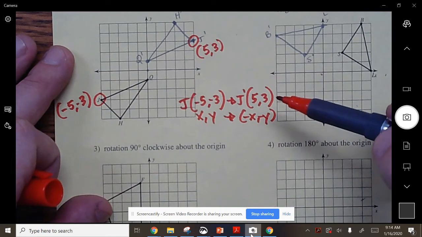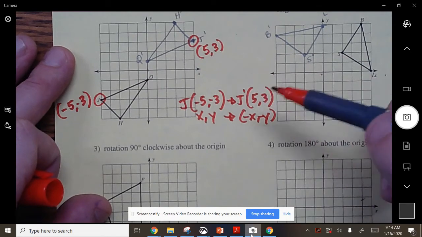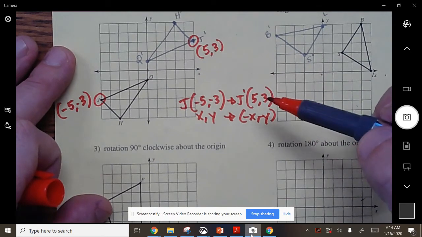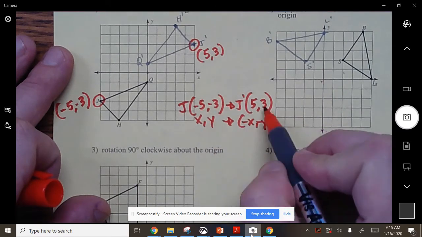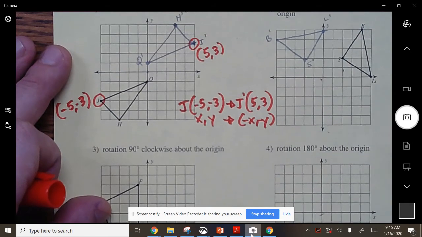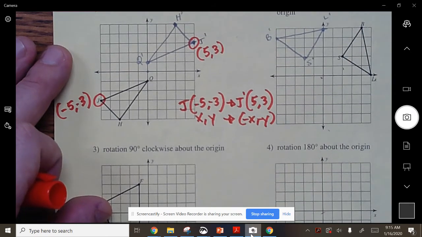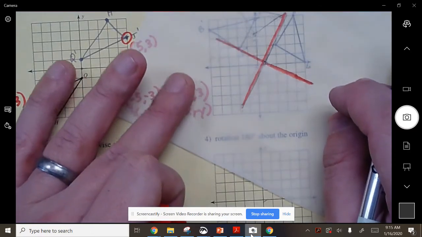And think about it in your life. If you were to do a 180 in your life, it would completely change. If you were doing a 180 with a point, the point completely changes and goes opposite in its signs. All right? Hopefully this video was helpful. Go ahead and try the classwork together and be careful with making your images and then rotating in the right way. Okay?